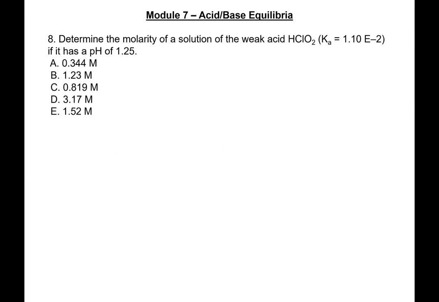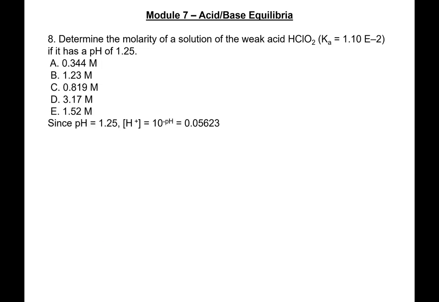All right, number 8. We determine the molarity of a solution of the weak acid HClO2, which is chlorous acid. Again, the Ka is pretty big. It's 0.0110 if it has a pH of 1.25. Okay, this is the opposite of the problem we just worked.